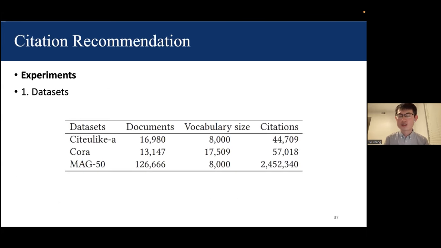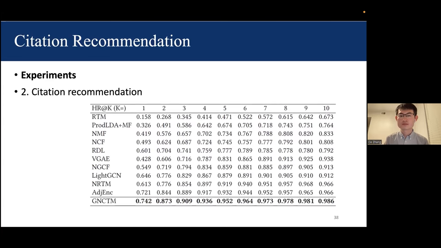We test this model on three different data sets. For example, for the first data set, CiteULike, we have more than 16,000 documents and more than 44,000 citations. We first compare the proposed model with the first category of models. They are the models with first order graph. The proposed model has graph neural network and it can capture higher order information. So that the improvement is because we use higher order information to better make citation recommendations.